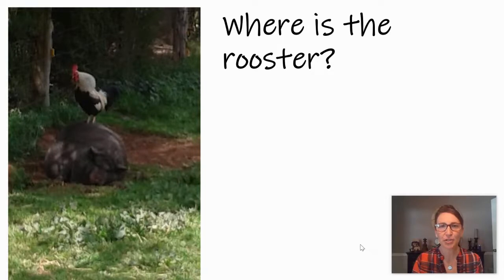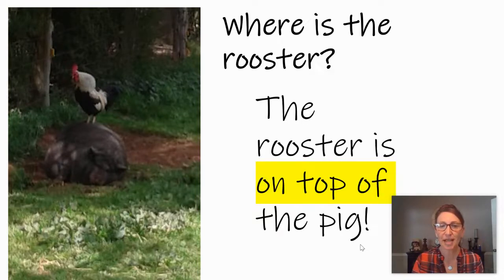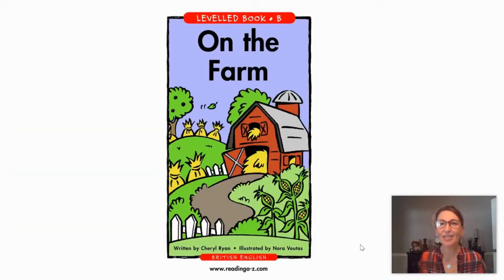Where is the rooster? Now look carefully at this picture. Where is that rooster? The rooster is on top of the pig. Look at him. He's just standing on top of the pig, and the pig doesn't seem to care. He's sleeping. Silly rooster. All right, now let's read a book that uses positional words titled On the Farm.